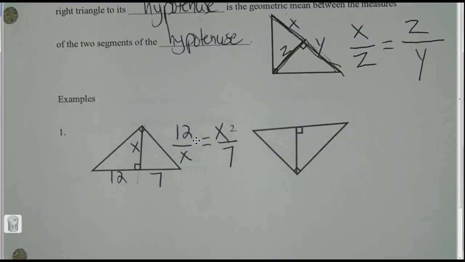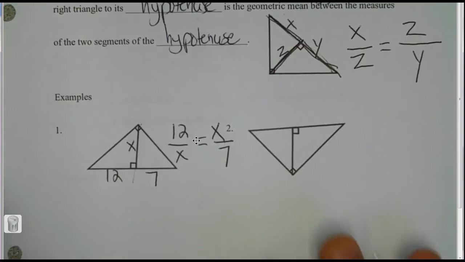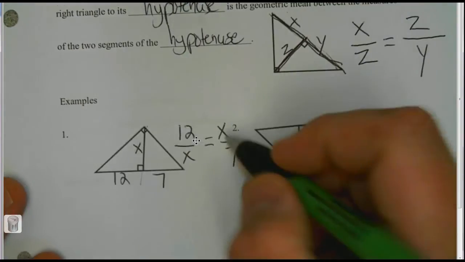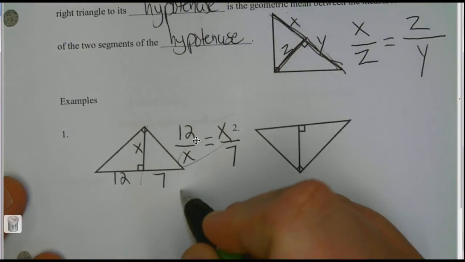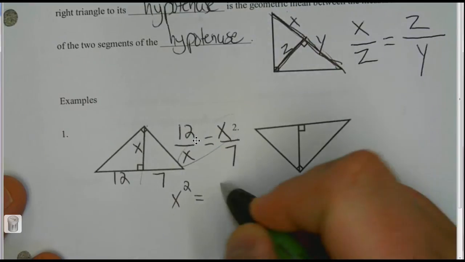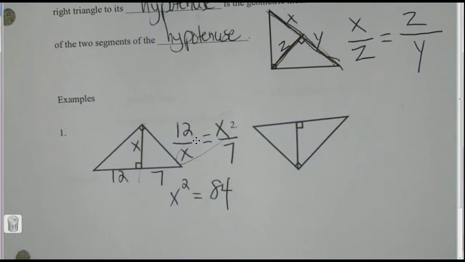Now, as we've talked about in this entire section, we're going to cross multiply to prove what the answer is. So I'm going to go ahead and do that. And I get x squared is equal to 84. This is where we're going to need our calculator.